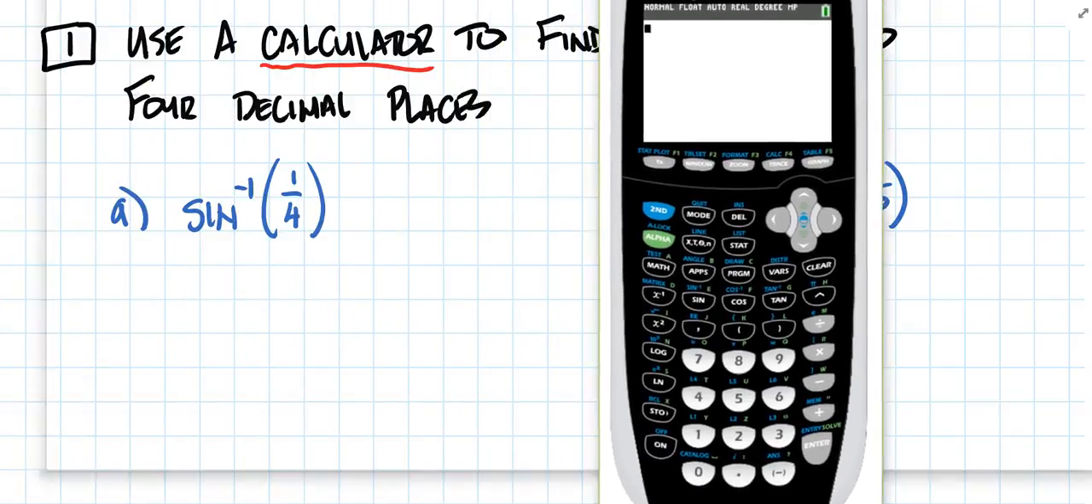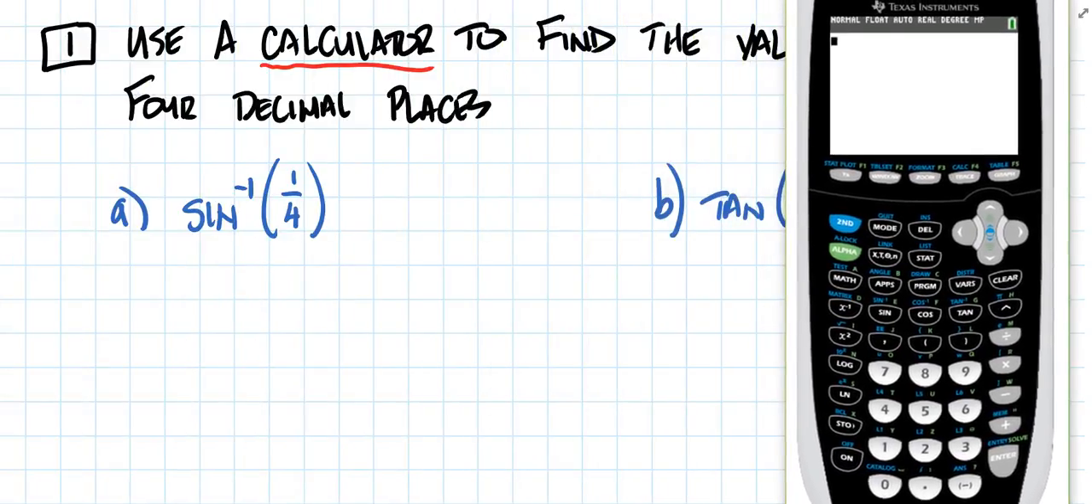And what we want to do is talk about how to use the calculator to evaluate this. This says the inverse sine of 1/4. Now remember, this means the angle whose sine has a value of 1/4. That means the angle in a right triangle such that the opposite side is 1 and the hypotenuse is 4. So what angle makes this possible, that the sine has a ratio of 1/4?